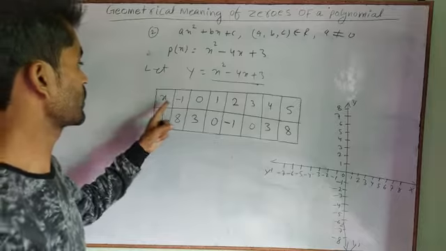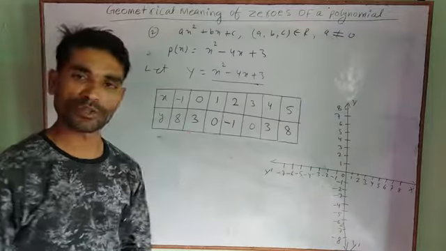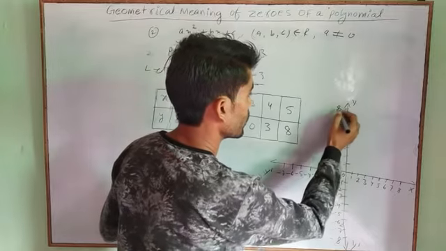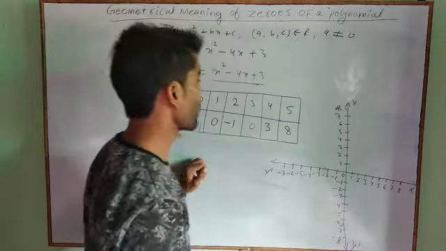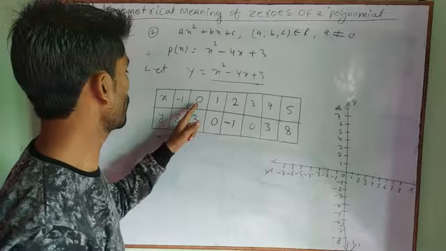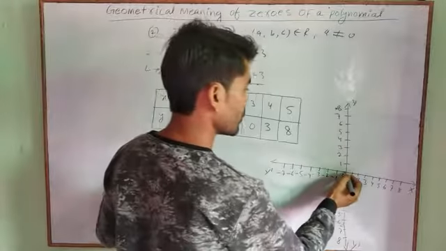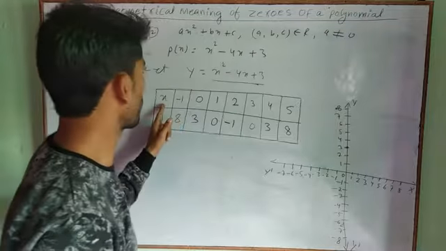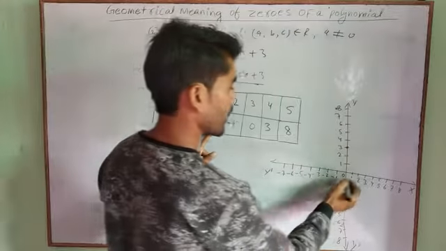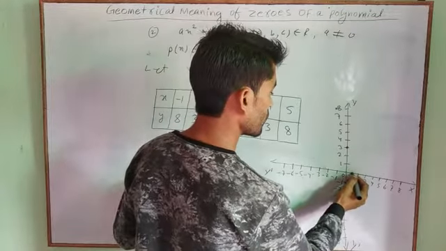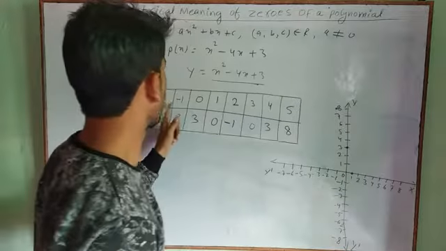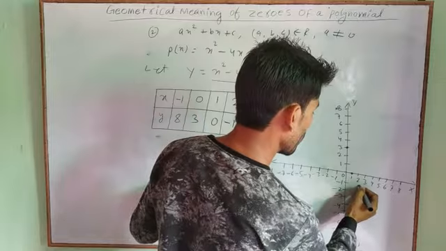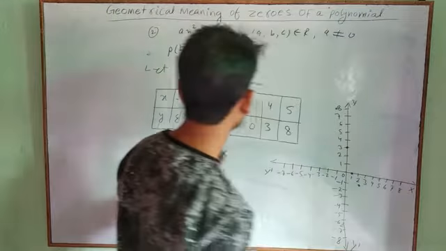So let's look at these points. When x is equal to -1, then y is equal to 8. It should be here, right? When x is 0, y is 3, right? Then x is 1, y is 0, here only. Then x is 2, y is -1. It should be here, right?